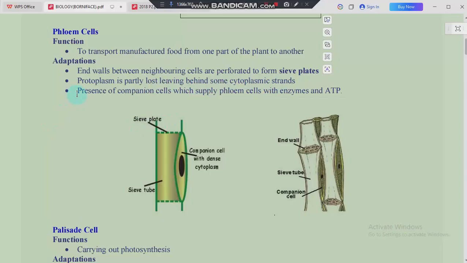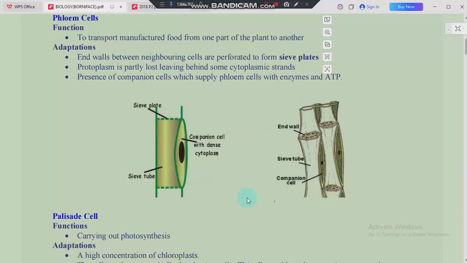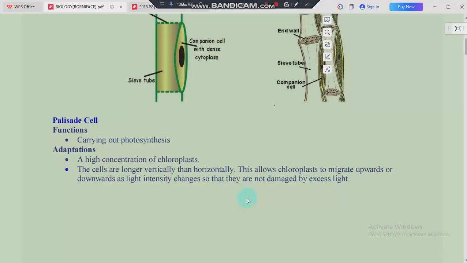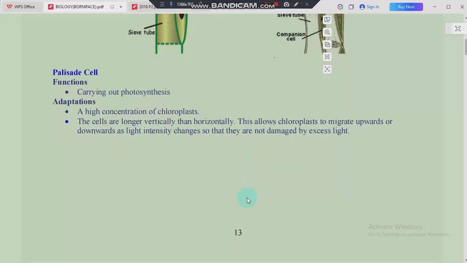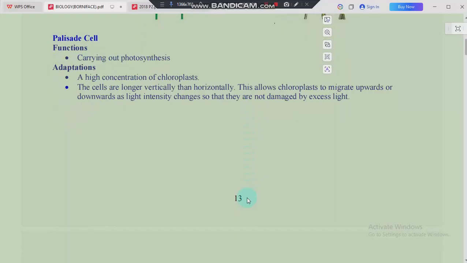And the last adaptation we have is the presence of the companion cells, which supply the phloem cells with enzymes and ATP. So those are our companion cells, and we have our sieve plates and we have our sieve tube. All right. Having said that about the phloem cells, which transport the manufactured food substances from one part of the plant to another, we also have the palisade cell as another example of a specialized cell.